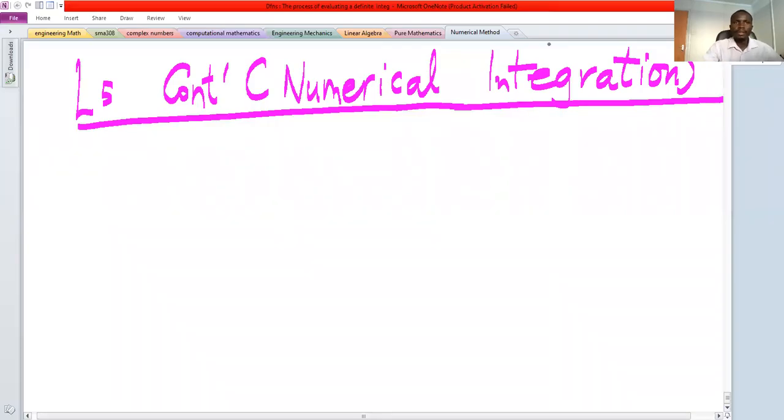Welcome to this session. In this session, we are going to discuss the Simpson's 3/8 rule for integration.